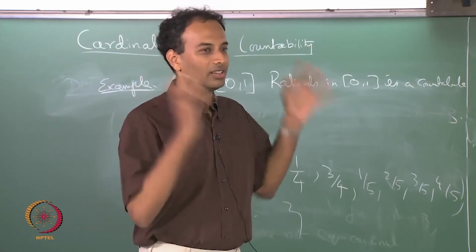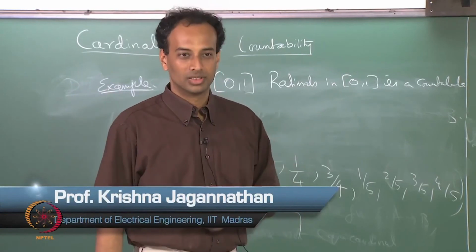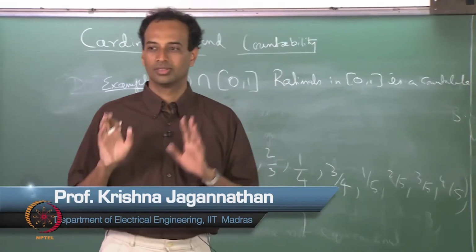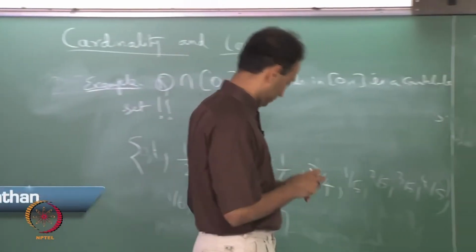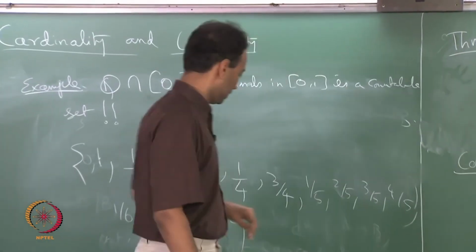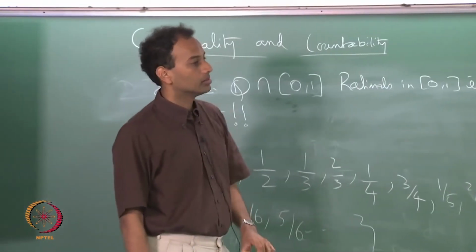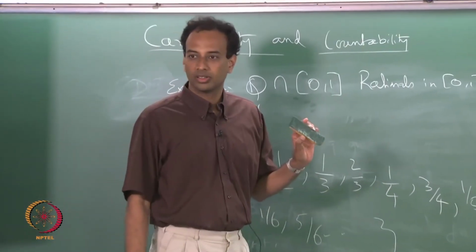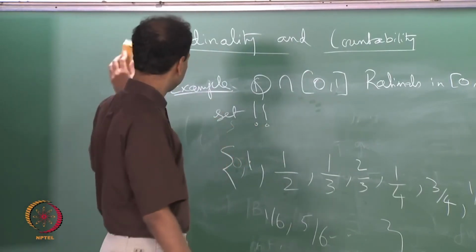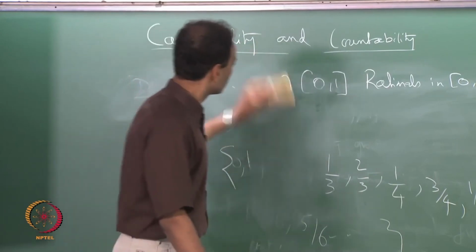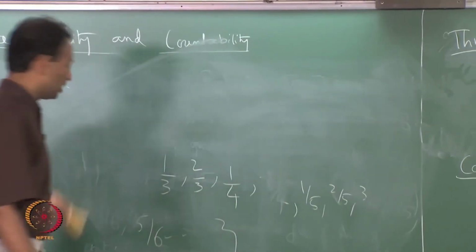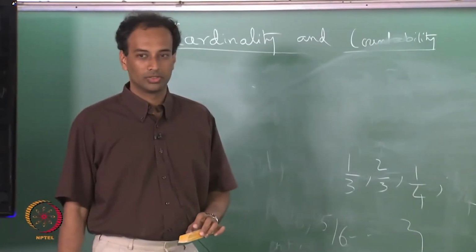If you union countable sets, you always get a countable set, as long as the number of sets you are unioning is also countable. Is that clear to everybody? Any questions at this point? Okay, I think I just ran out of time, so we have to continue next class.